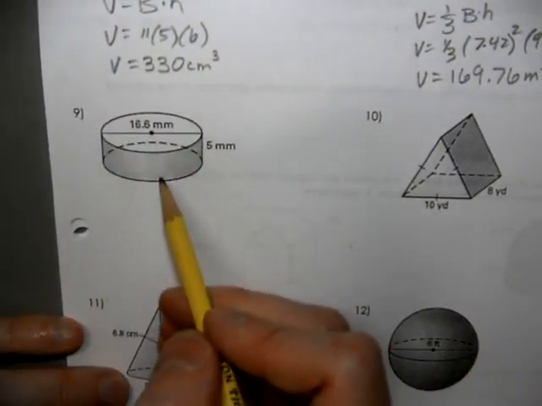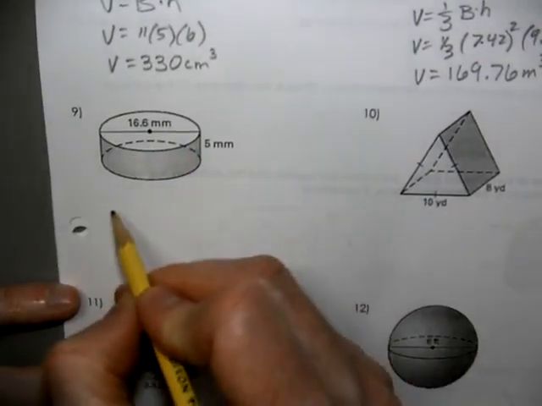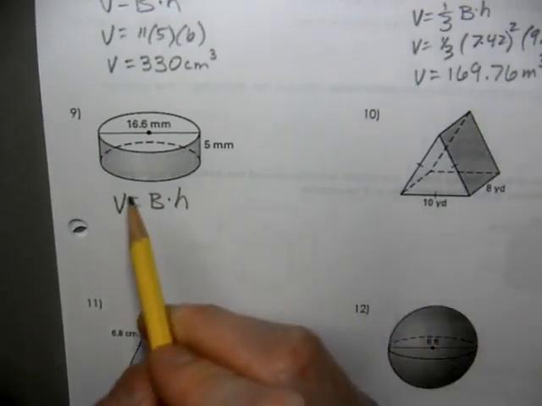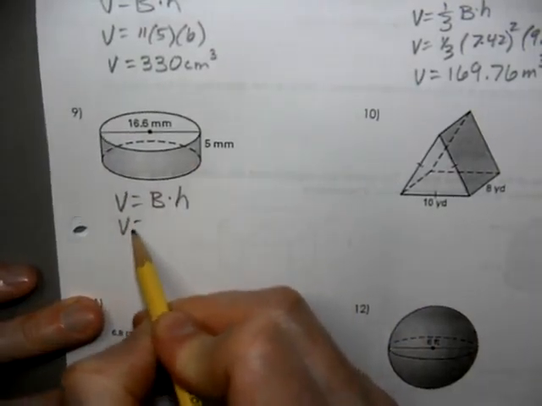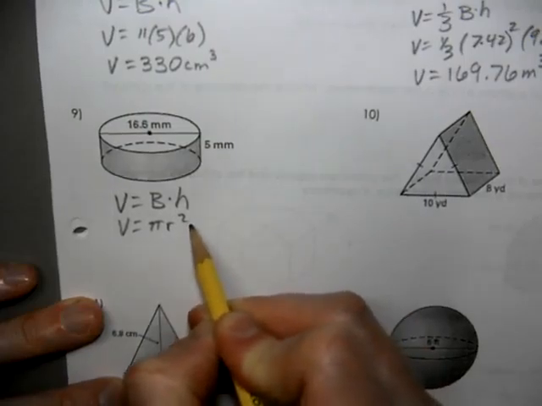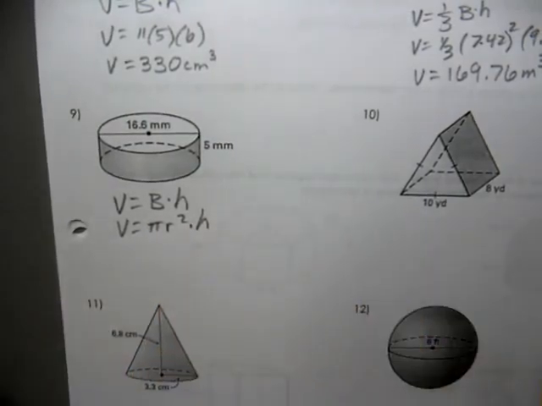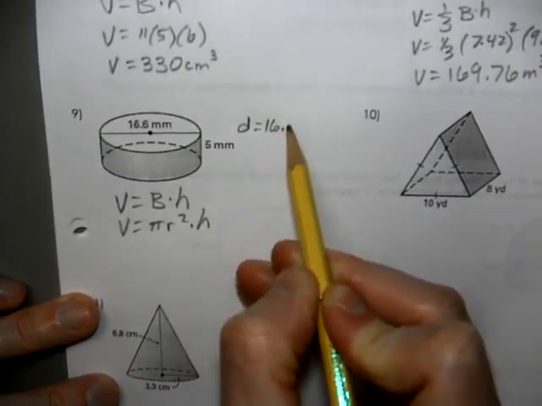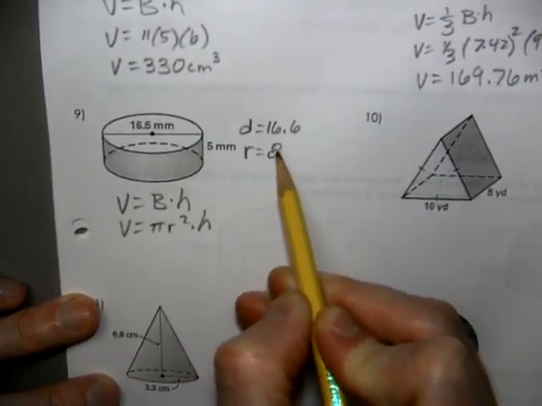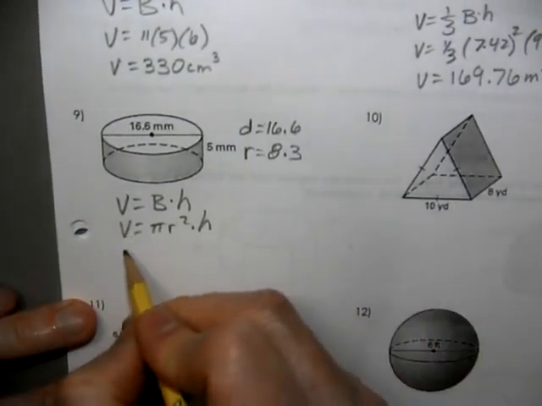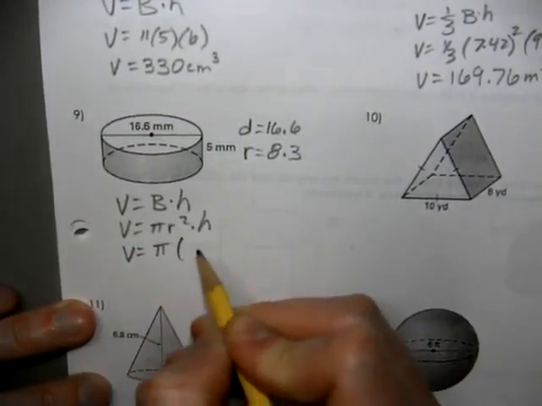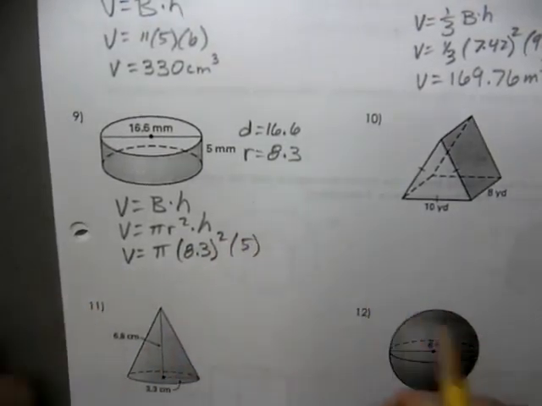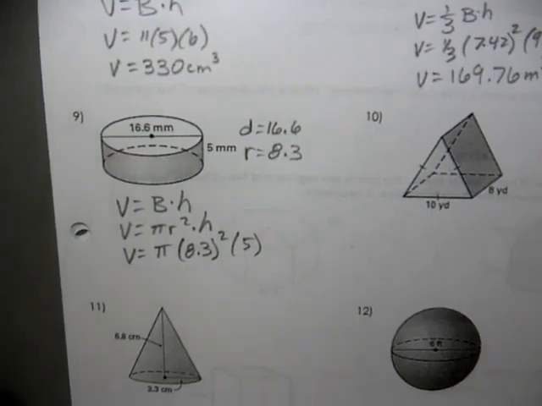Number 9, we have a cylinder. The volume of a cylinder is base times the height. Well, the base of every cylinder is actually pi r squared, so we can times that by the height. If the diameter is 16.6, then the radius is 8.3. So the volume is going to be 8.3 squared times 5 times pi.